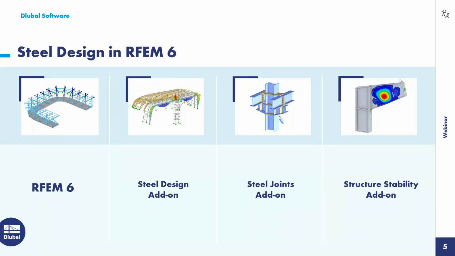Now, the steel joints add-on is going to allow us to carry out the connection design within the main program RFEM 6, and that's primarily what our focus will be on today. We also have the structure stability add-on, so this is applicable to both members and connections. To carry out an eigenvalue buckling analysis, we can take a look at the different buckling mode shapes and critical load factors, and this is also applicable for connections.